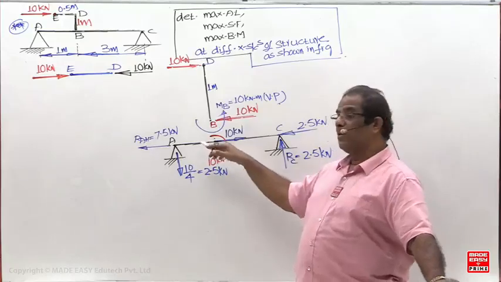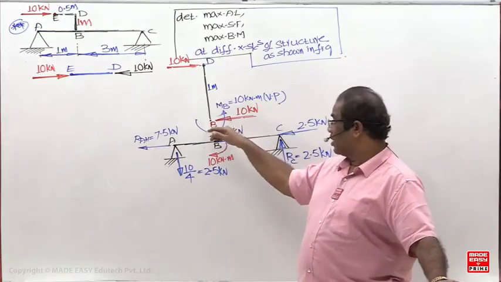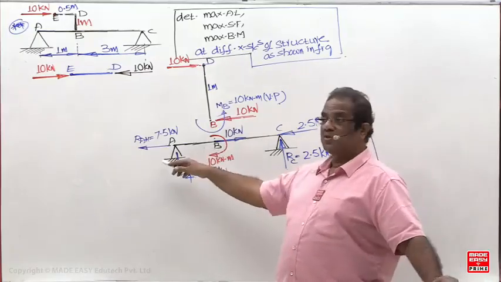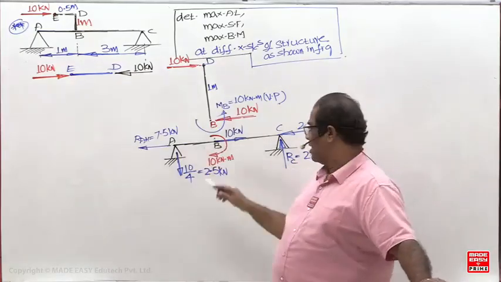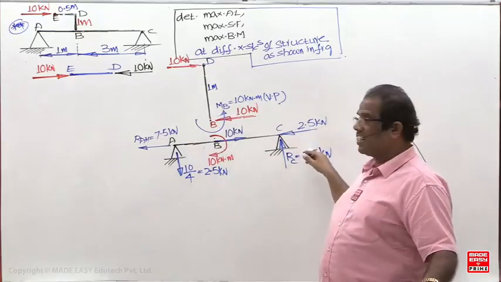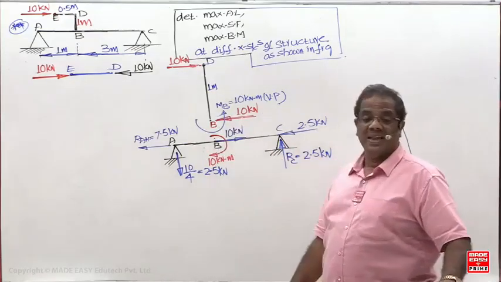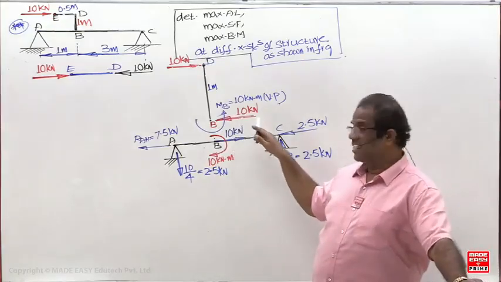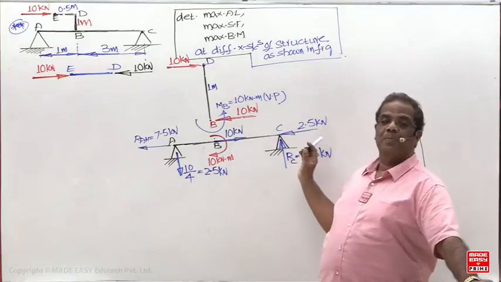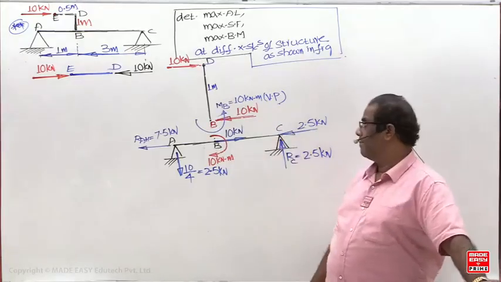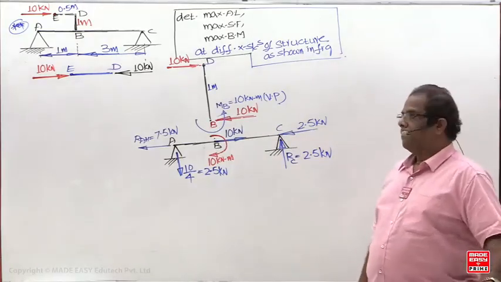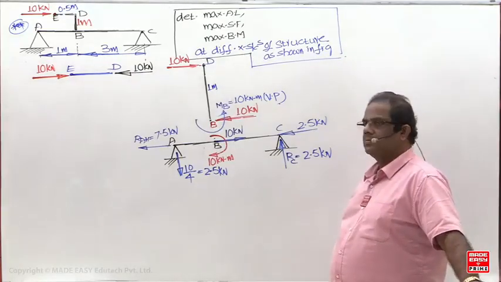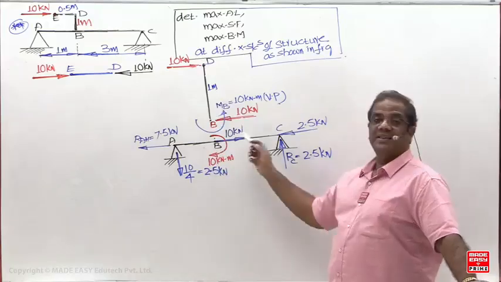Here, this is a junction of AB and BC. So when B belongs to AB, what is the axial load? 7.5 tensile. When B belongs to BC, 2.5 compressive. When B belongs to BC, shear force is plus 10. So what is the shear force at B? The larger of plus 10, plus 7.5 and minus 2.5. So what is the larger value? And what about A and C, the non-junctions?